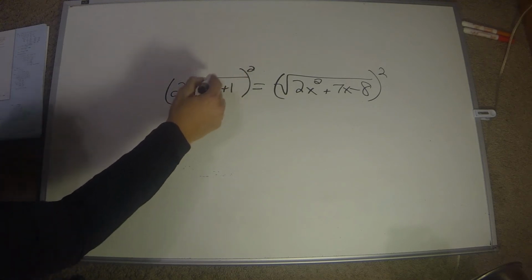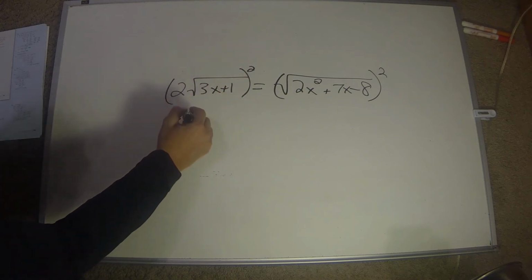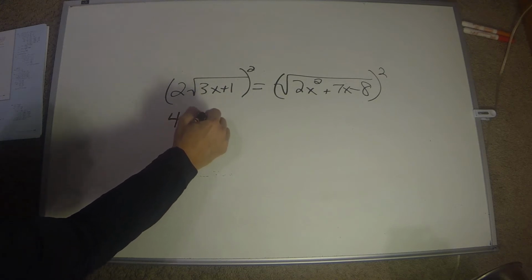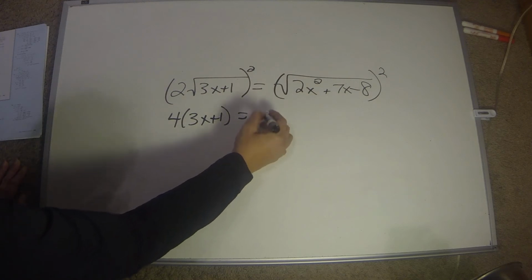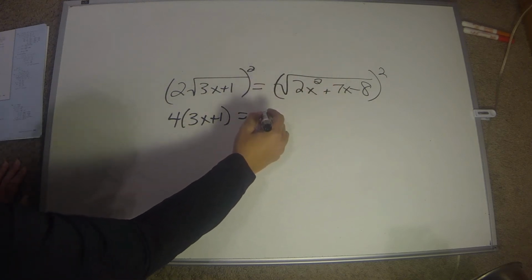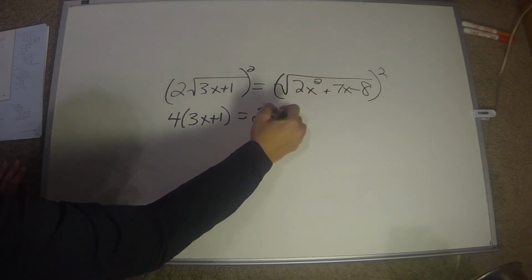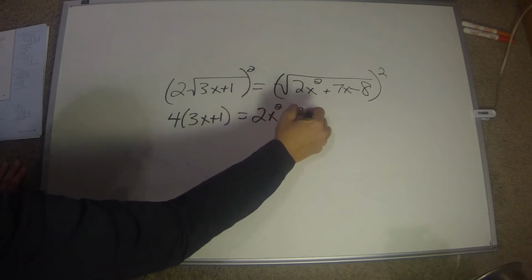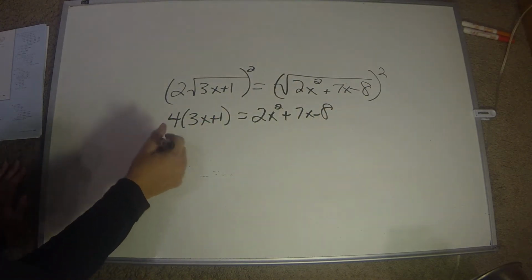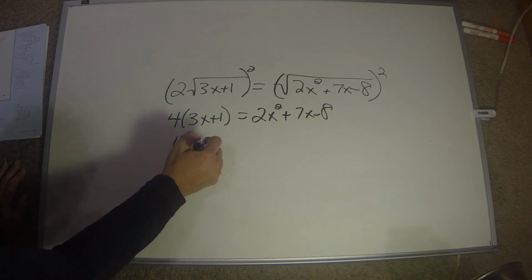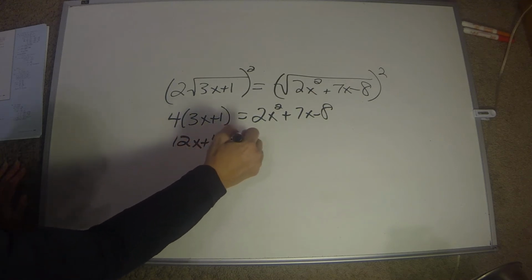And then this square gets rid of that square root, and then here the square root just cancels off with the square. 2x squared. Okay, on this side we have to distribute out, so 12x plus 4.